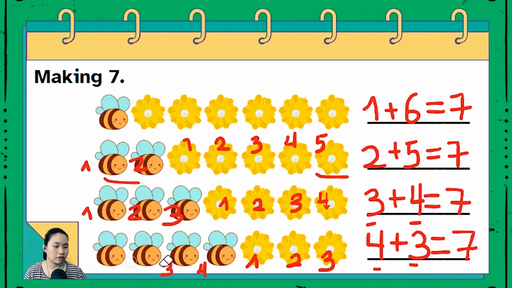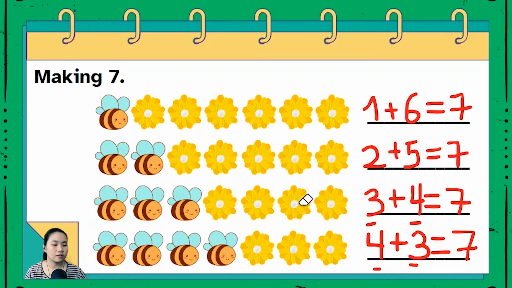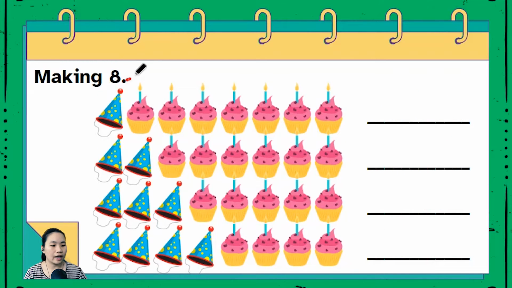Now, since I'm running out of space, I can't show you the different ways because there are more ways that you can make 7. You can continue to replace the flowers with the bees, okay? And you'll get more ways of doing 7. Next up, let's work on how to make 8. Okay, instead of bees and flowers, I have birthday hats and cupcakes.